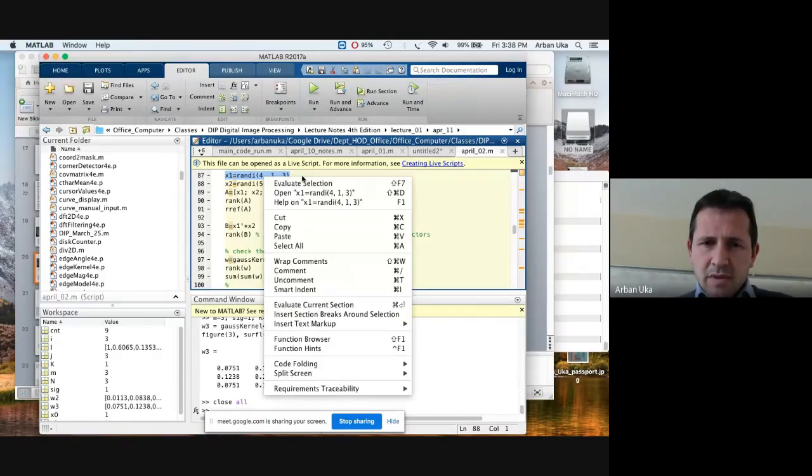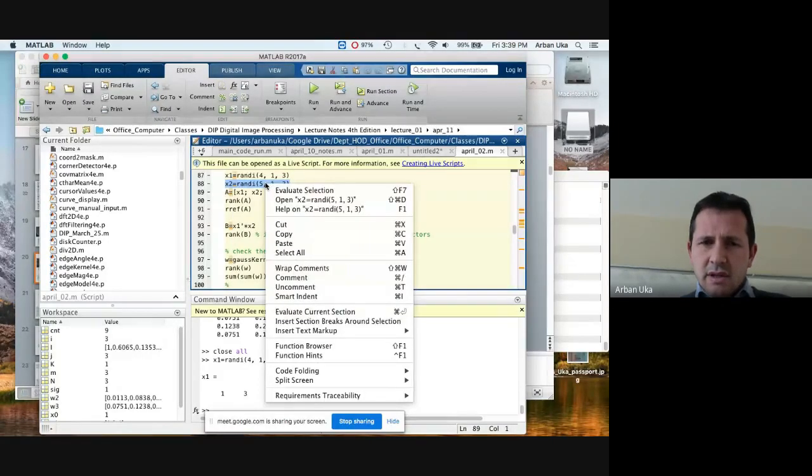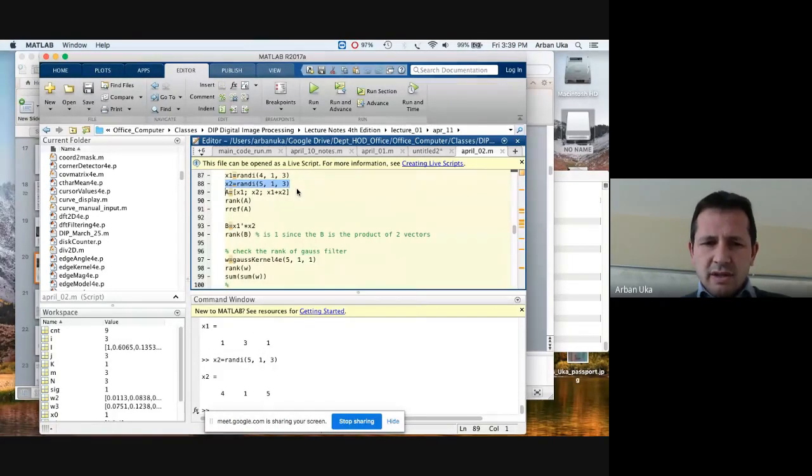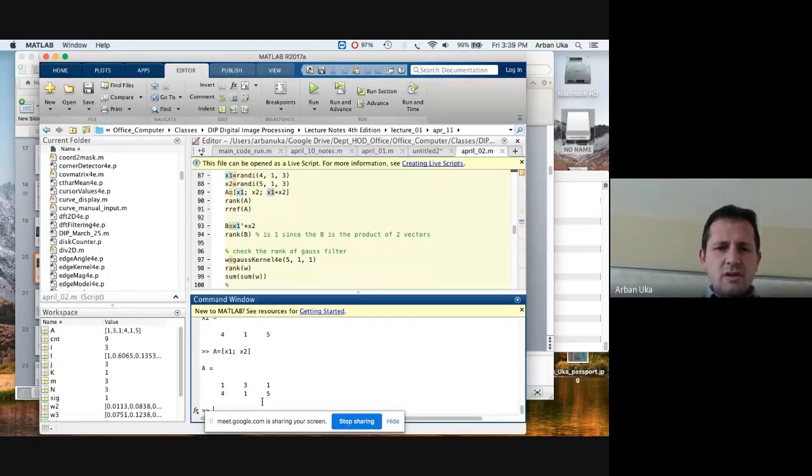Yeah. So let's see. This is x1, a randomly generated vector, and this is another randomly generated vector, x2. Then we can define a matrix A, which we can write like this: x1, x2. So this would be A. And if we check the rank of A here, it's 2.